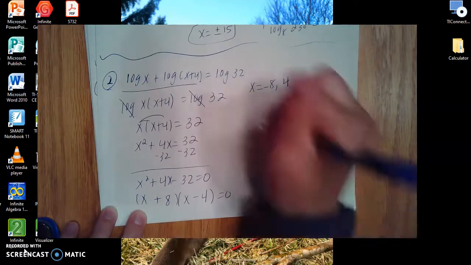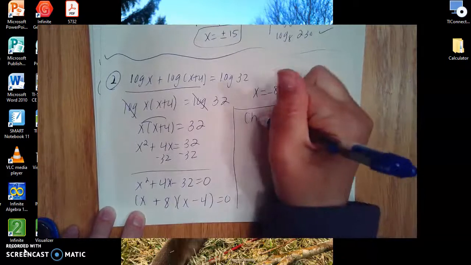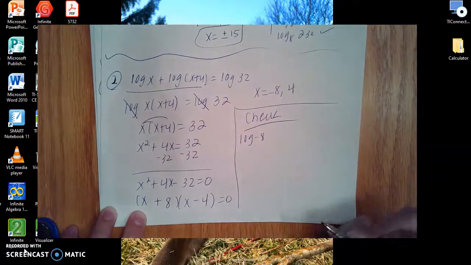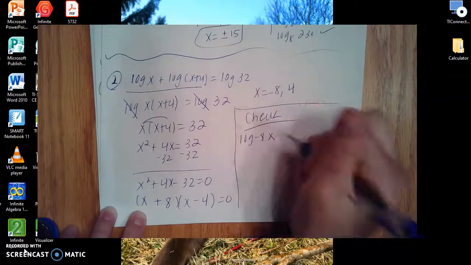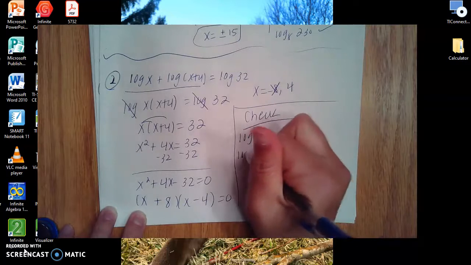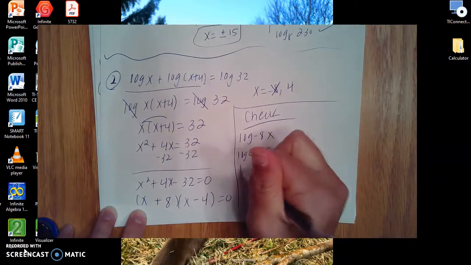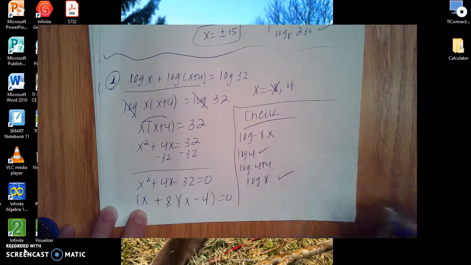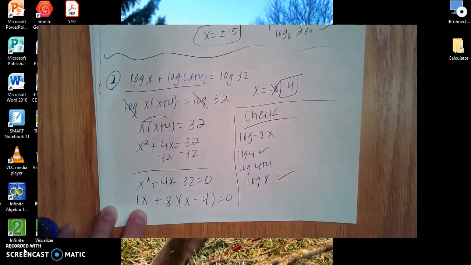So when you go to check your answers, I'm going to get log of negative 8, but you can't have that. So that one would give me no solution. So negative 8 automatically does not work. When I try it with the 4, log of 4 is good. And log of 4 plus 4 is log of 8, which is also good. That's why my only answer for number 2 is 4.